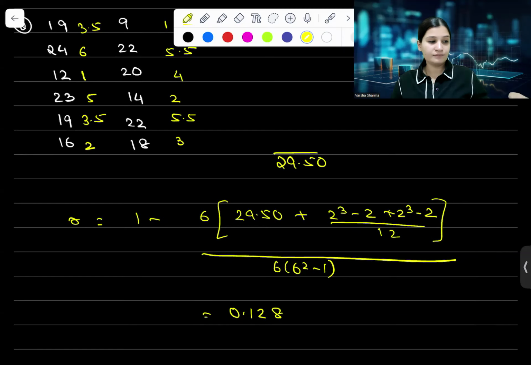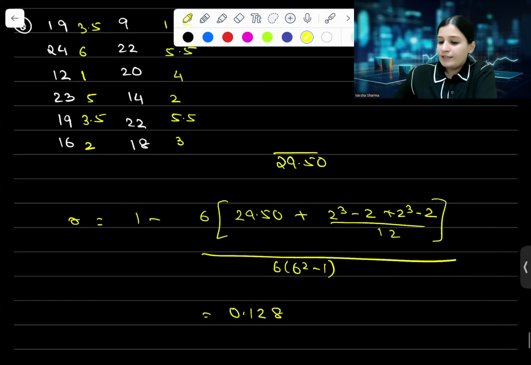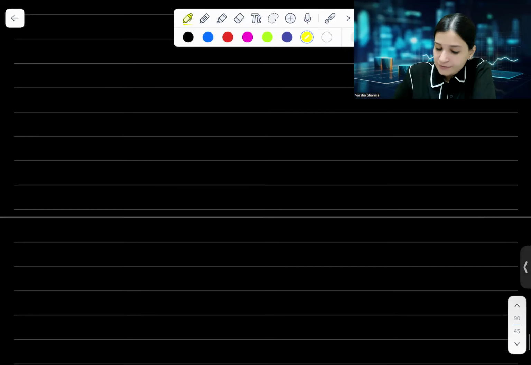Got the answer? Yes, ma'am. Everybody got the answer? Yes, ma'am. So that's it for Spearman's rank correlation coefficient. Any doubts still here? No, ma'am. Now we'll move on to the last method.